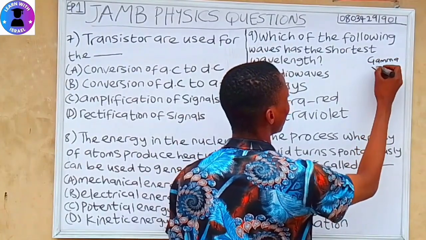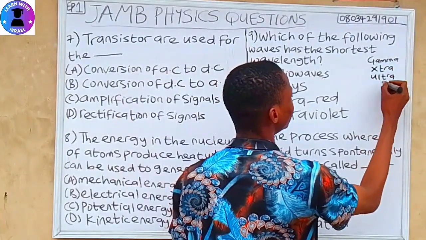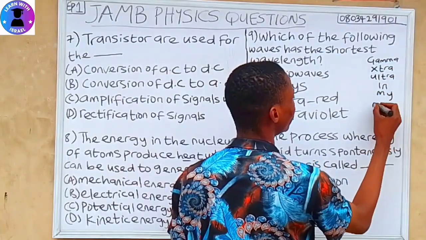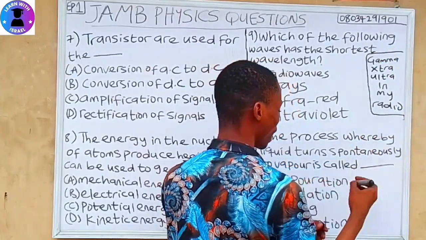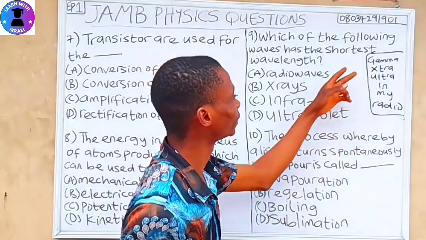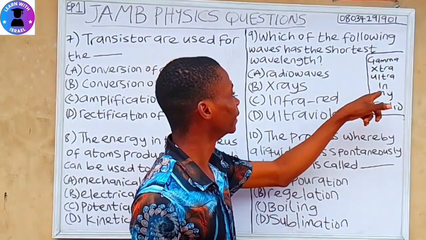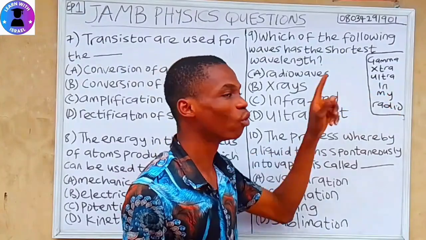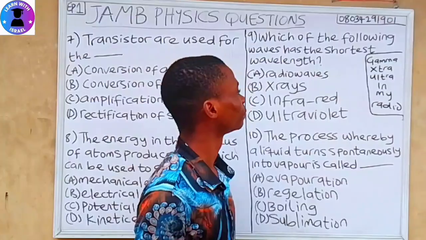Gamma, extra, ultra, in my radio. Gamma, extra, ultra, in my radio. This is the gamma ray. This extra means X-ray. This ultra means ultraviolet. This "in" means infrared. This means microwave. Microwave is not in the option. And this radio means radio waves.